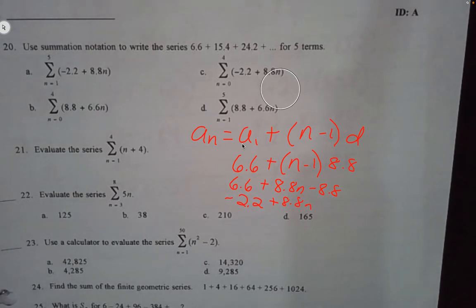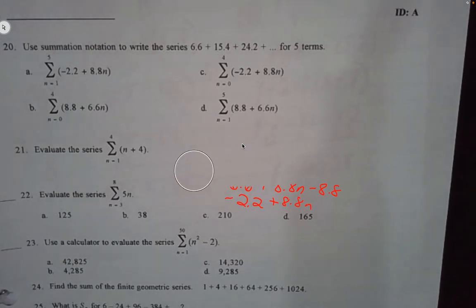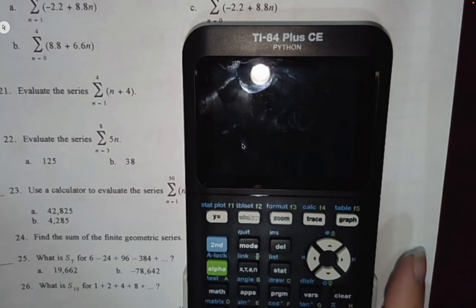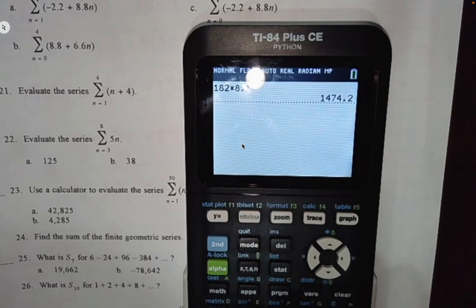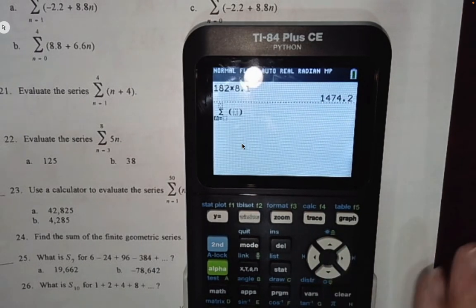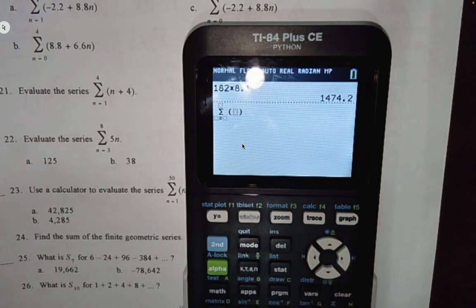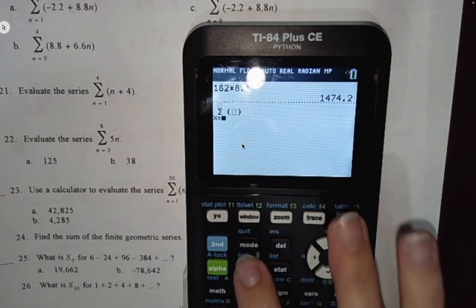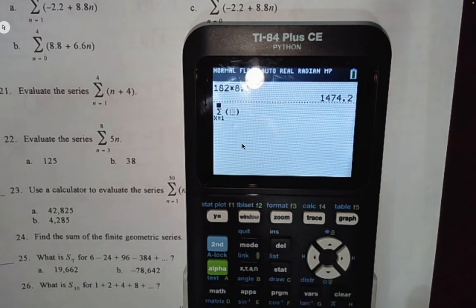Is this one you can put in your calculator? Yeah. So it looks like number 21, 22, and 23 can all go in your calculator. 21 is 26, and then 22 is D. So let me see. I'll do 21 with y'all, and then I think y'all can probably handle the others. So I go to math. Sum from x equals 1 to 4 of x plus 4.